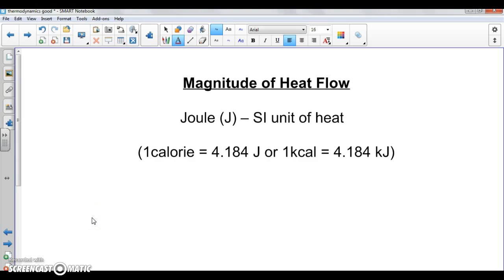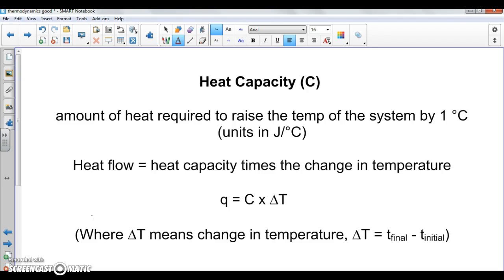Welcome back. You should now be on page 5 of your notes. Please make sure that you have this definition and all these units written down. Pause the video if necessary. Continuing, heat capacity, capital C. Please make sure you've written the definition of heat capacity down and all the information on this slide. Pause the video if necessary.